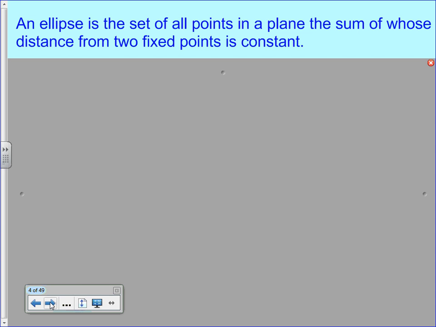The definition of an ellipse, here it is. An ellipse is a set of all points in a plane, the sum of whose distance from two fixed points is constant. Please copy that into your notes.